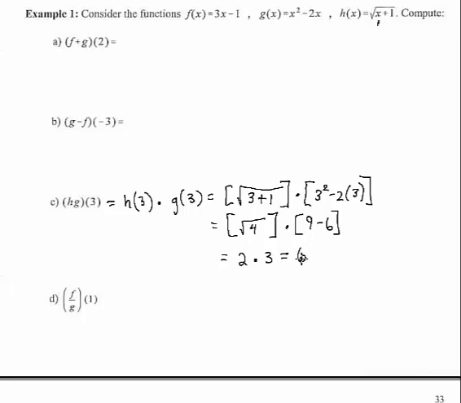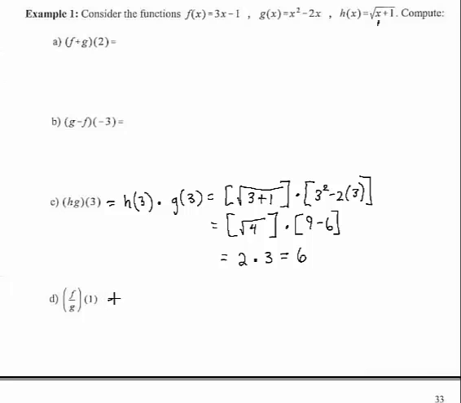So, nothing really too new. We're still just simply plugging a number into a function and computing the output, except now we compute the output for two separate functions and then add, subtract, or multiply the two outputs together.